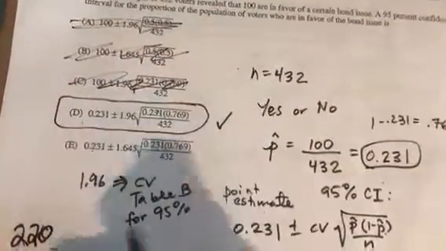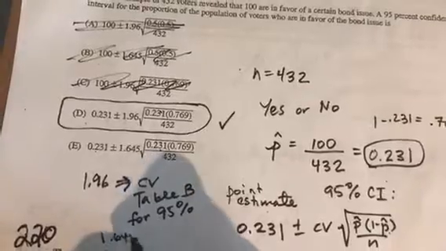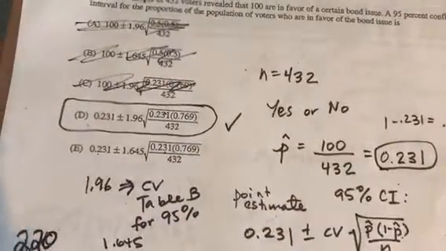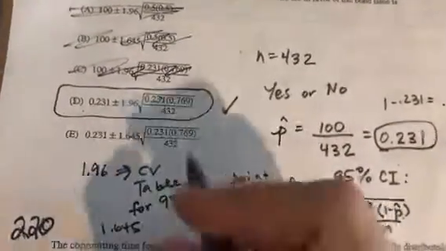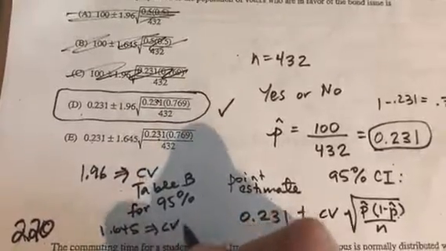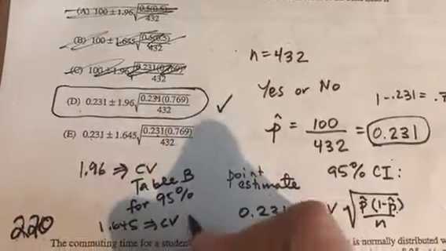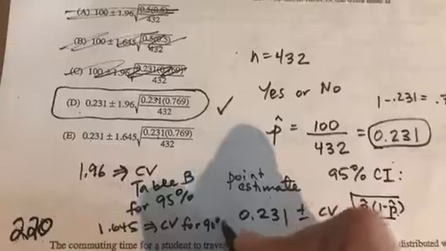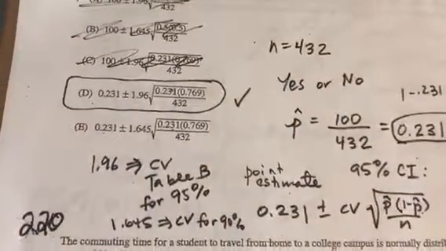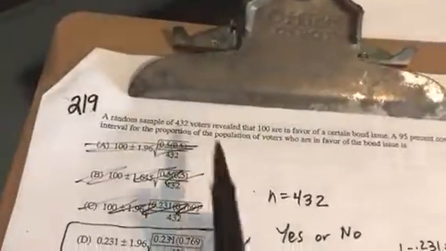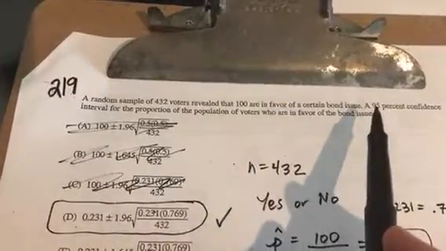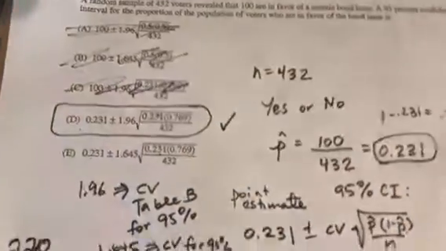Now, it is probably important to point out that 1.645 didn't come from nowhere. 1.645 is the critical value if you look at table B for 90%. So if this problem was changed from 95 to 90, E would have been correct.